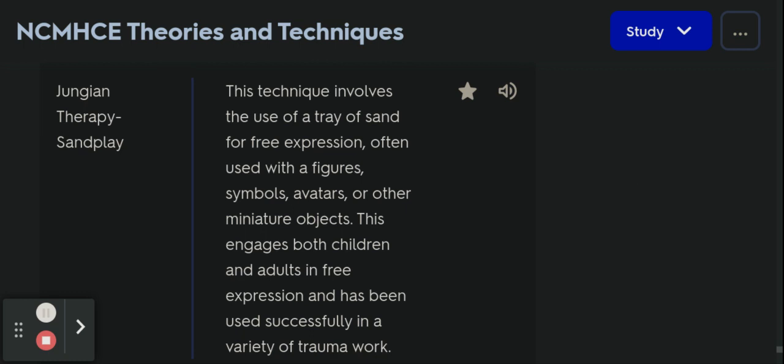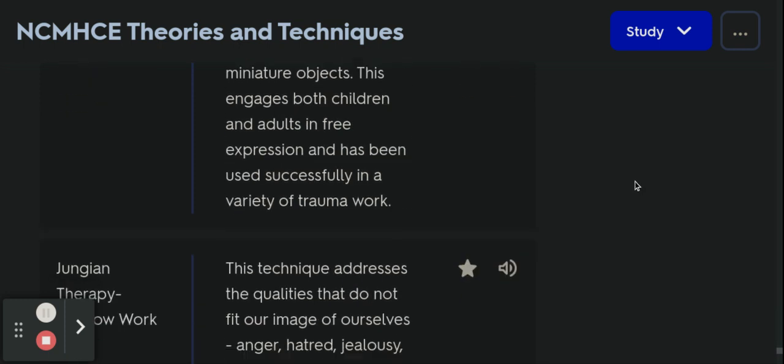Jungian therapy sand play. This technique involves the use of a tray of sand for free expression, often used with figures, symbols, avatars, or other miniature objects. This engages both children and adults in free expression and has been used successfully in a variety of trauma work.